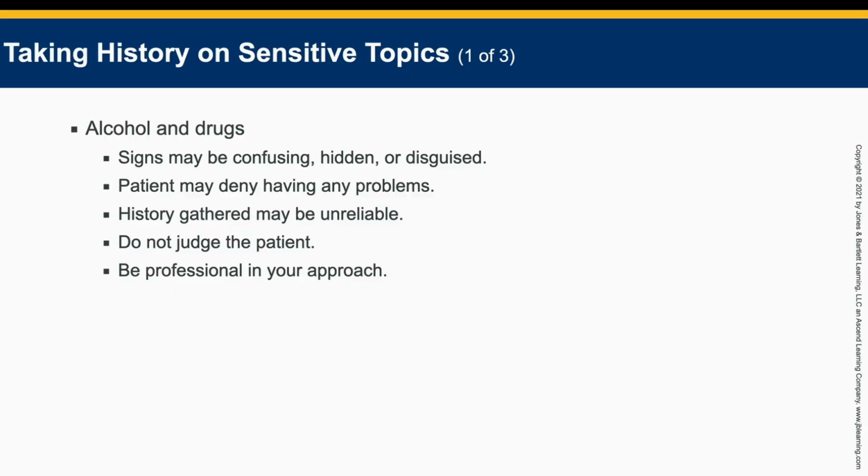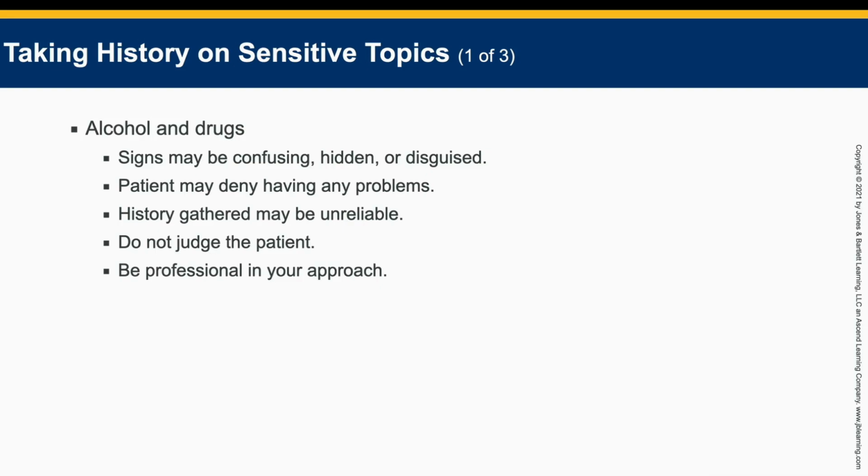Sometimes, though, during the history taking, we may need to ask questions about sensitive topics, such as alcohol or drug use. Substances like alcohol and drugs can significantly affect a patient's mental status, behavior, and physical condition, but gathering accurate information can sometimes be challenging. In these situations, the patient's signs and symptoms might be confusing, hidden, or disguised. For example, drug or alcohol use may mimic other medical conditions or mask underlying illnesses and injuries. It's also possible that a patient may deny using substances, even if there are signs that suggest otherwise. Because of this, the history that you gather may not always be completely reliable.